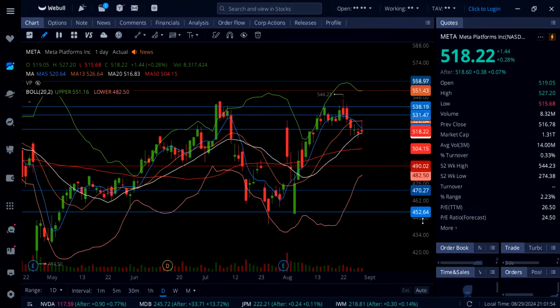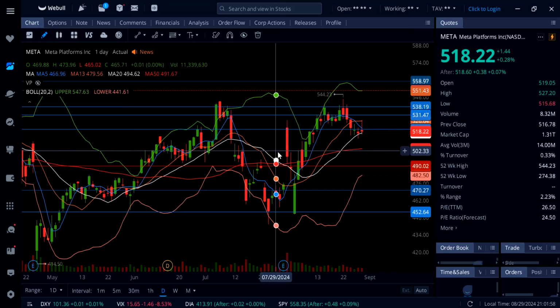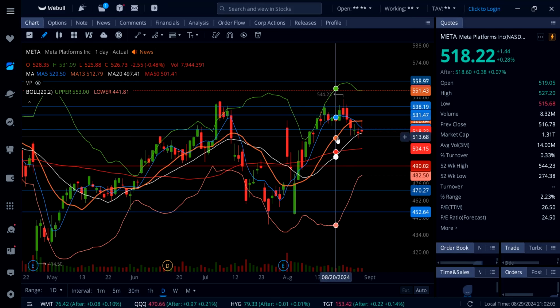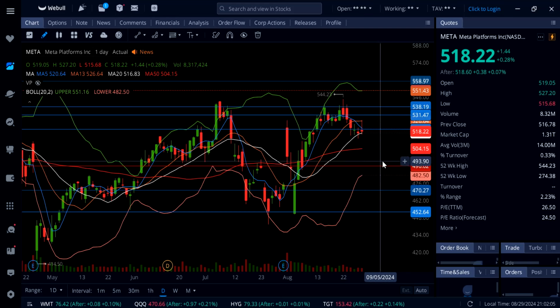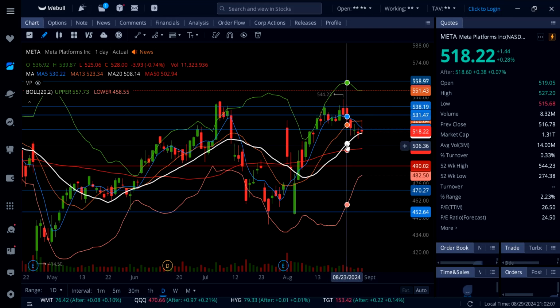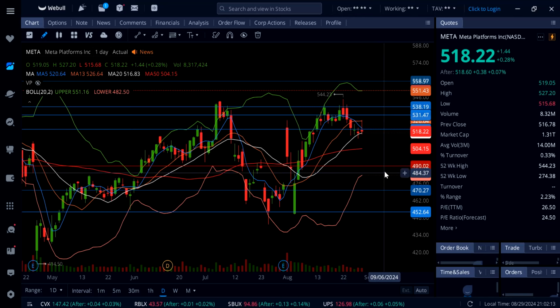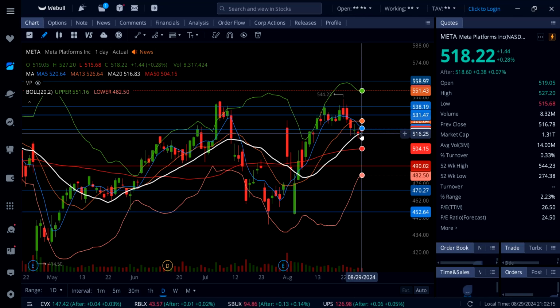On Meta, it's up 0.28%, so kind of a flat day. And again, if you look at my screen, 527 was the high for the day. That's where we got rejection, at the 13-day moving average, this orange line. It came back and is not holding 520, and pretty much holding the 20-day moving average at 516.83, so I would say 517. So give or take, right here, 517 to 520 needs to hold on Meta.